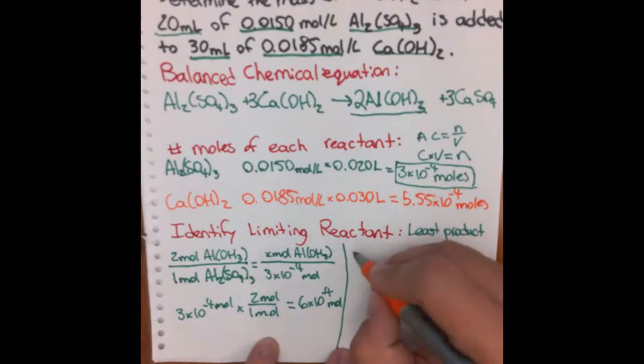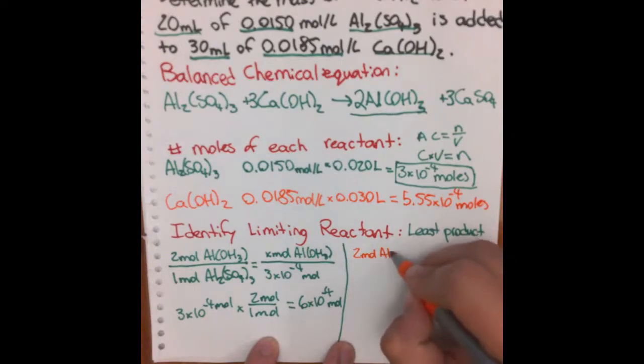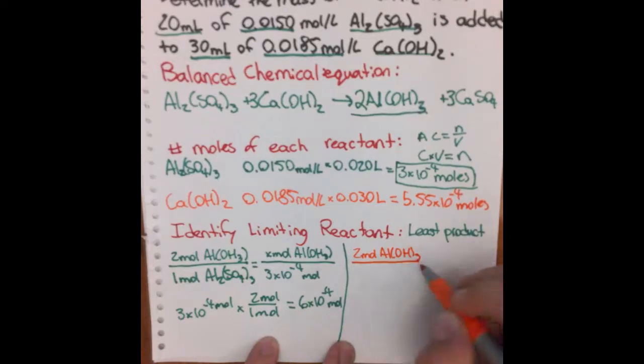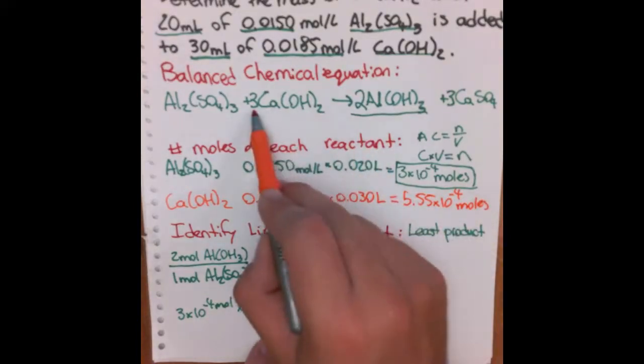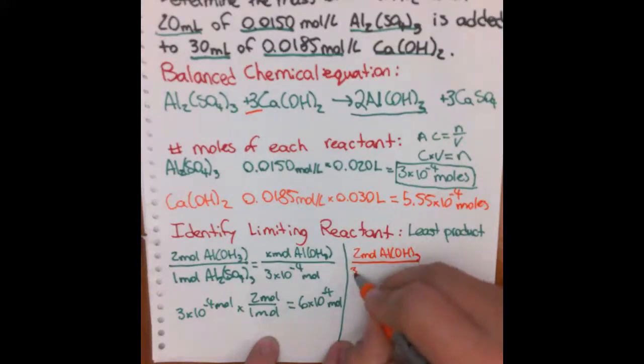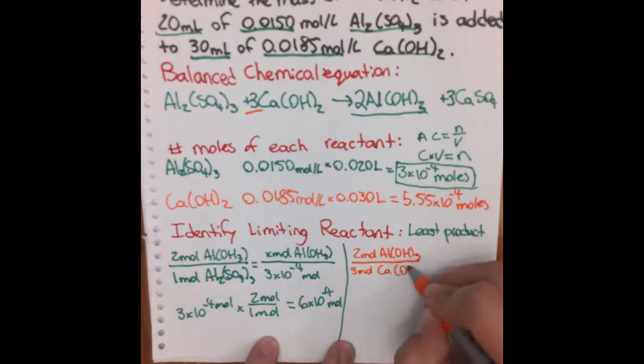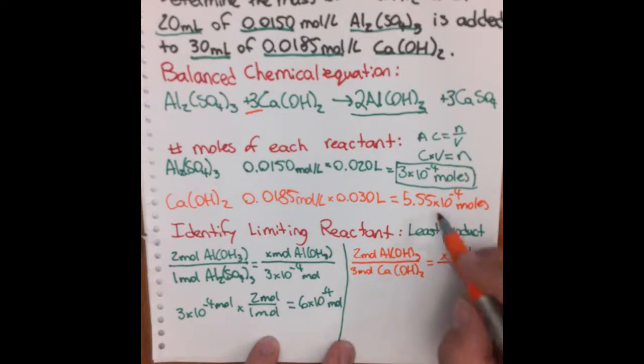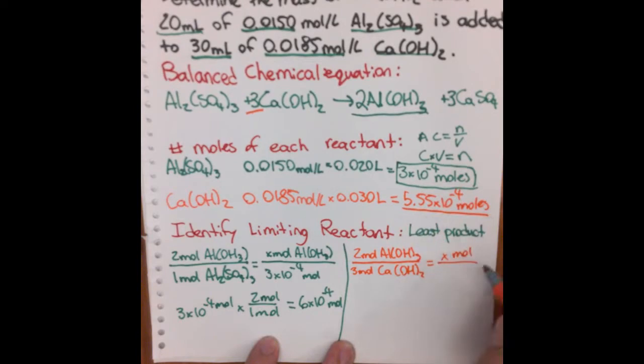So again, it is going to be 2 moles of AlOH3 over 3 moles, because we have the coefficient of 3 here, 3 moles of CaOH2. And that is going to be set equal to X moles over our number of moles of CaOH2, which is 5.55 times 10 to the negative 4, right?